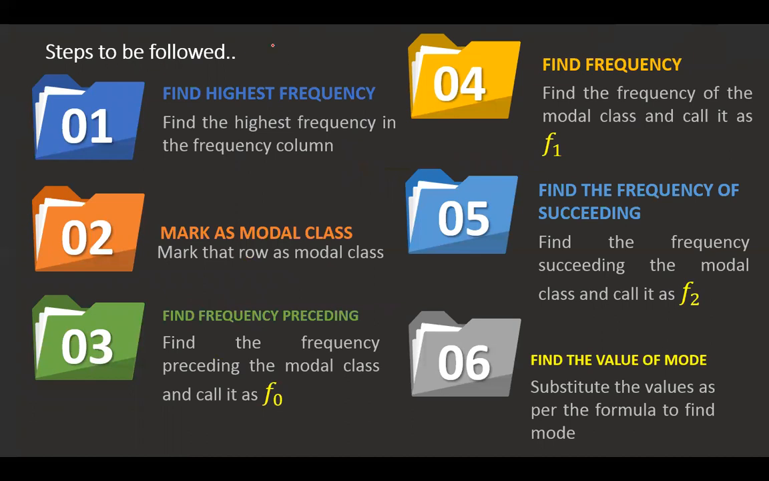So what are the steps to be followed here? Find the highest frequency. First, find which class has the highest frequency. Then mark it as the modal class. Find the frequency preceding, I'll call it F0. Find the frequency of the modal class, I'll call it F1. Find the frequency of the succeeding class, I'll call it F2. Then substitute the values as per the formula.